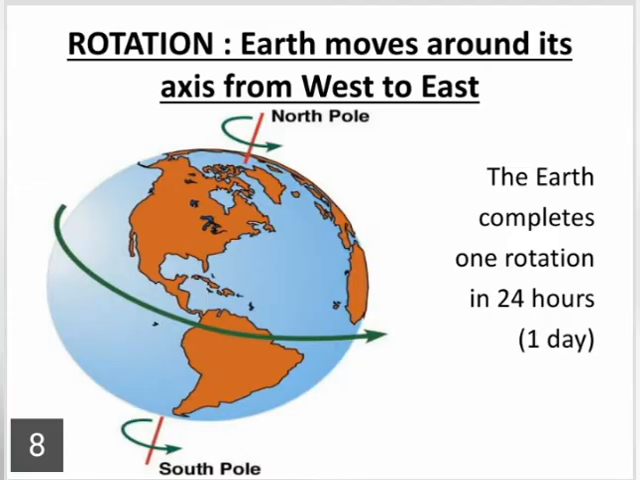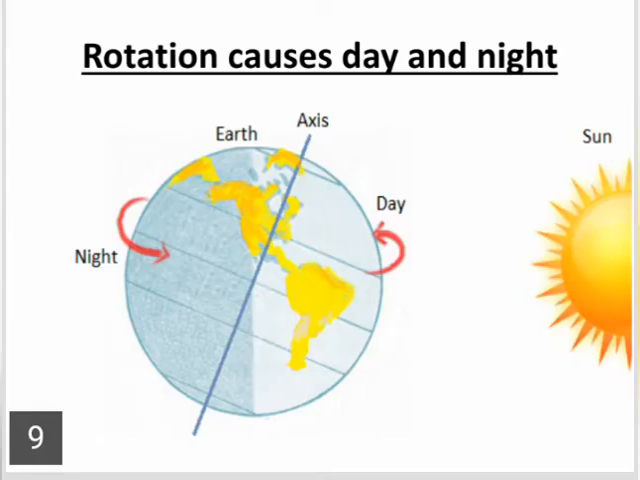Now the Earth moves round and round around the axis, and this movement is called rotation of the Earth. And the Earth completes one rotation in 24 hours. Rotation causes day and night.